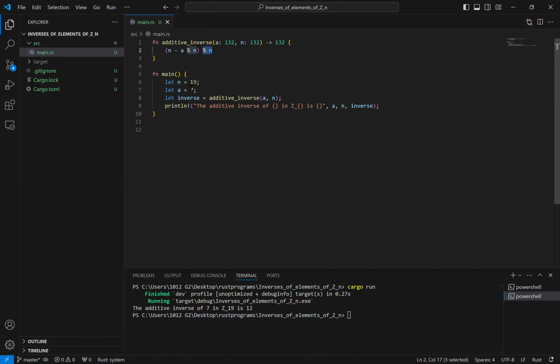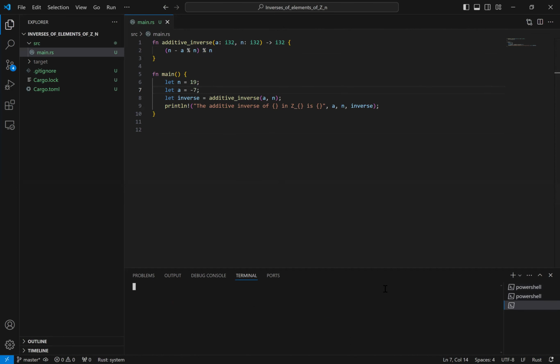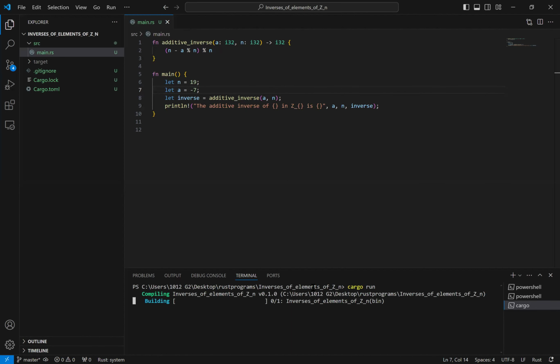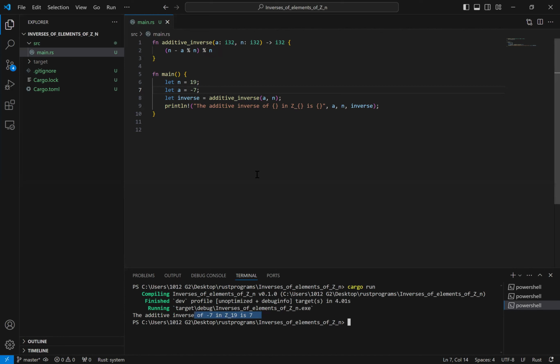Now, for instance, our A could be -7. Our A could be -7. So that is why I say that division is important for the negative numbers. Let's just try -7 and see what it gives us. It tells us that the inverse of -7 is 7. But now when you remove this outer part, let's see what it will tell us. Just remove this part and see what it will tell us.